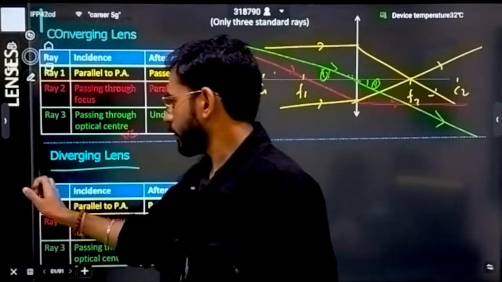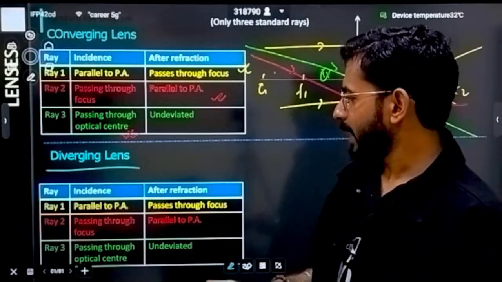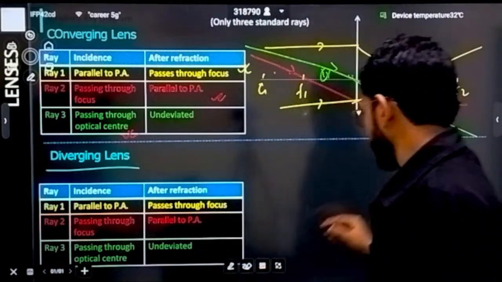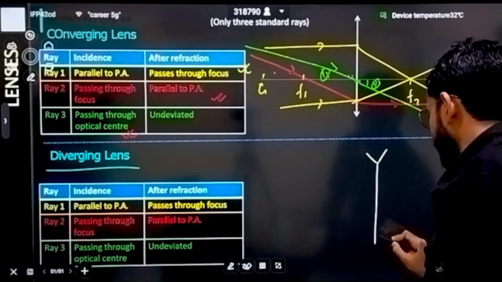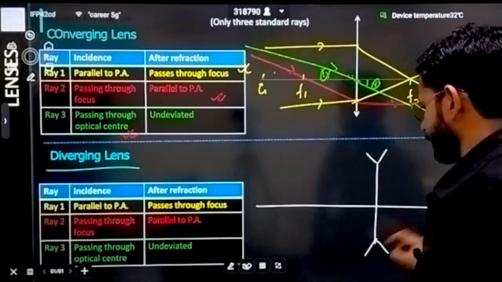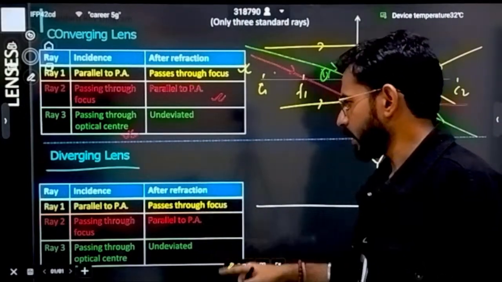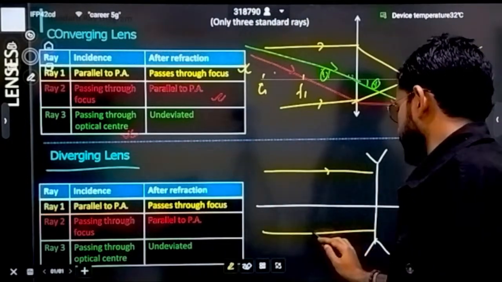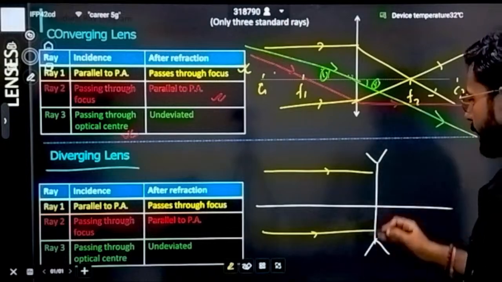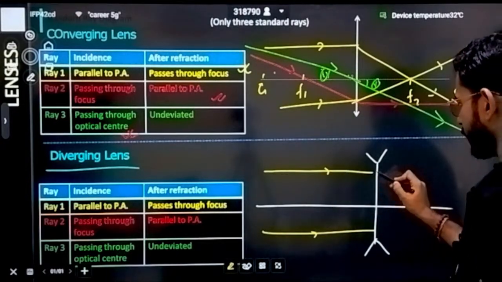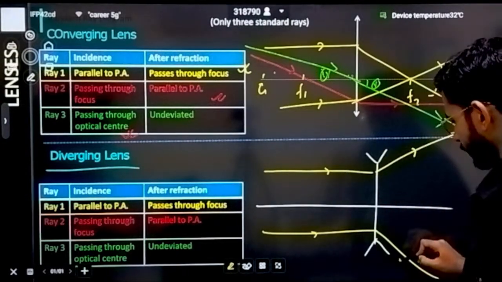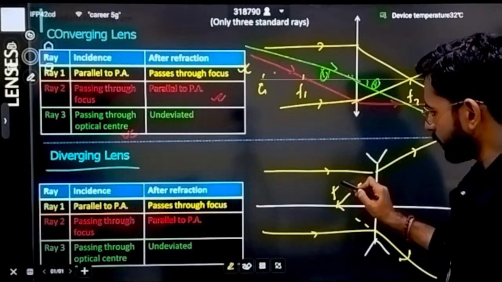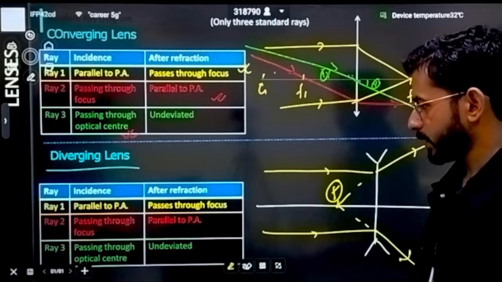Now it will be your homework to draw this for a diverging lens. चलो बना ही लेते हैं. Let's suppose this is the representation for a diverging lens. First ray, if you have a ray parallel to the principal axis, let's suppose this kind of rays are coming. What will be happening? But it is a diverging lens, so it will get diverged from here. This kind of divergence will be happening, and when it proceeds backward, it will appear to be converging at the focus.